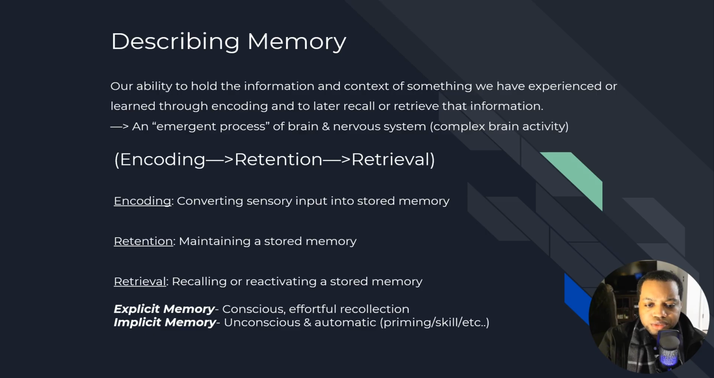And there are 2 major facets of memory to consider: explicit memory, which is conscious and effortful recollection of events or experiences or world knowledge, facts about the world. Essentially, you're consciously aware of what you are trying to recall. Implicit memory relates more so to unconscious and automatic processes like priming, skill acquisition and usage, and other such things. These are generally more autonomous. They're not something you're actively thinking about.